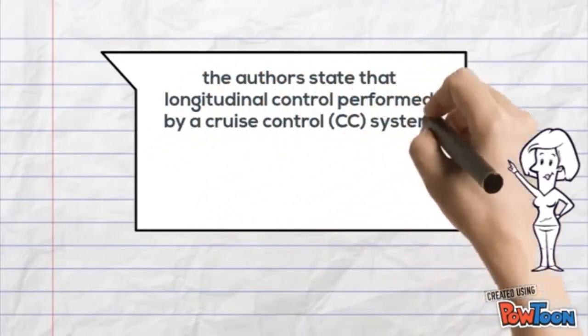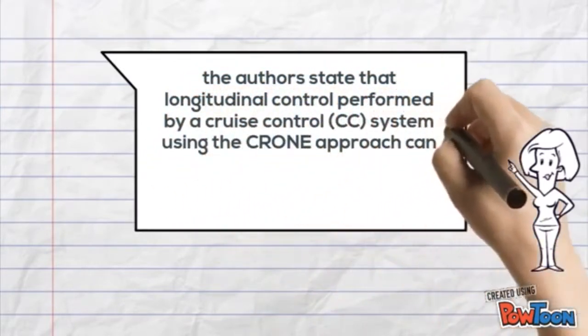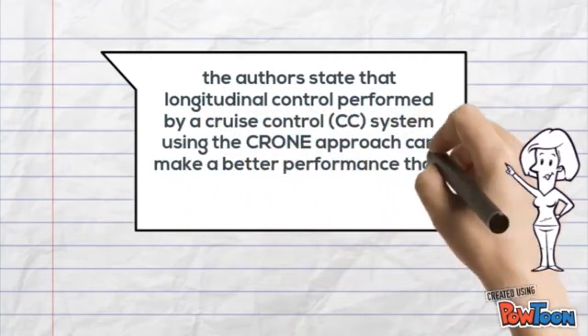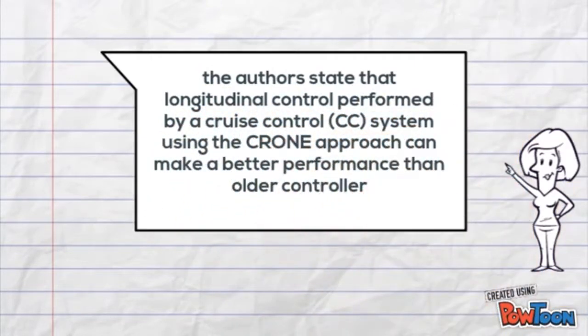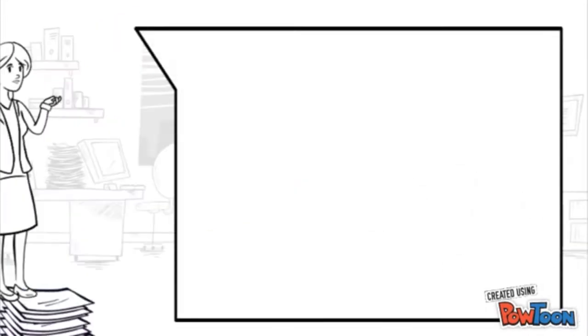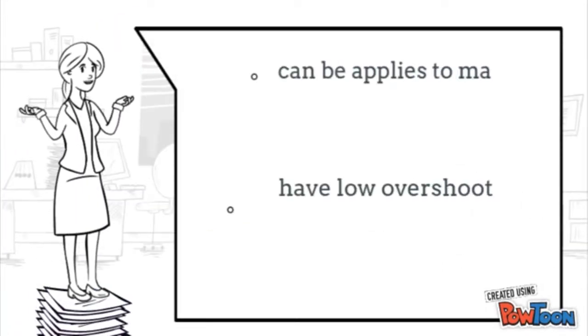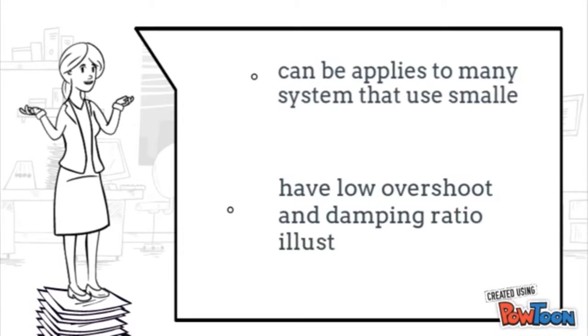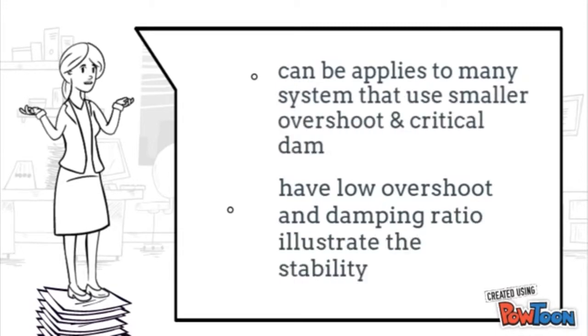The author states that longitudinal control performed by a cruise control CC system using the Chrome approach can make a better performance than older controllers. The advantages of this controller are, firstly, it can be applied to many systems that use smaller overshoot and critical damping ratio. And secondly, it has low overshoot and the damping ratio illustrates the stability.